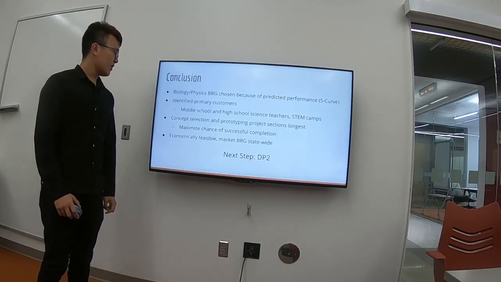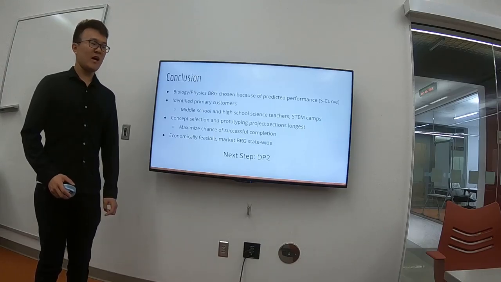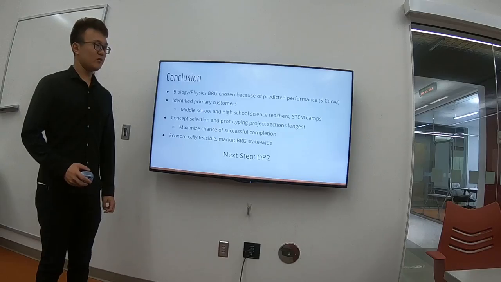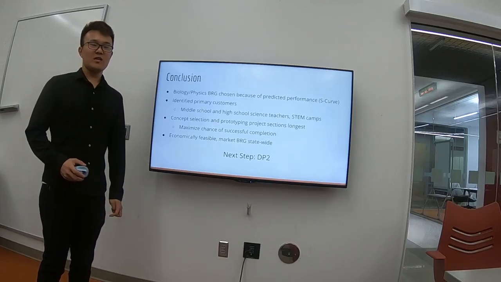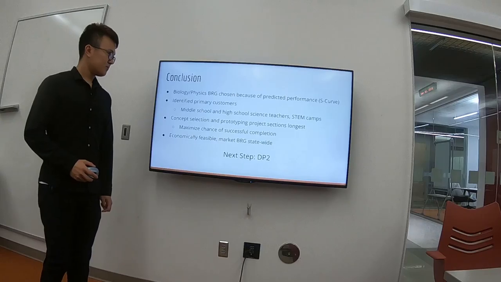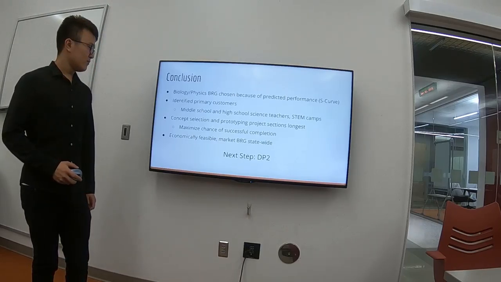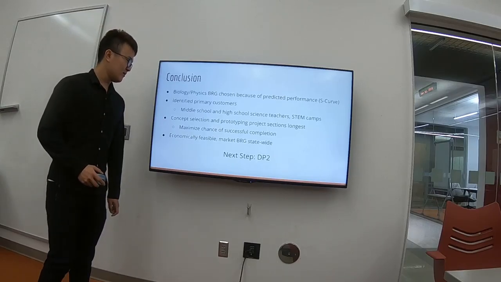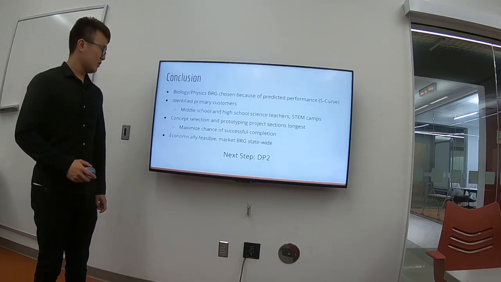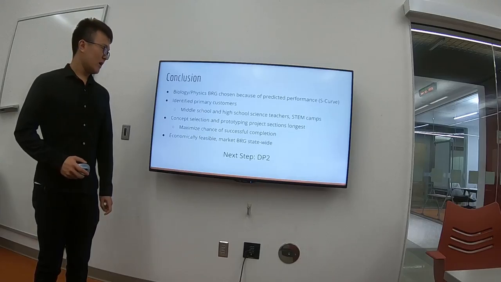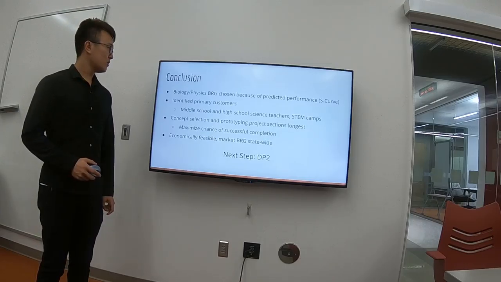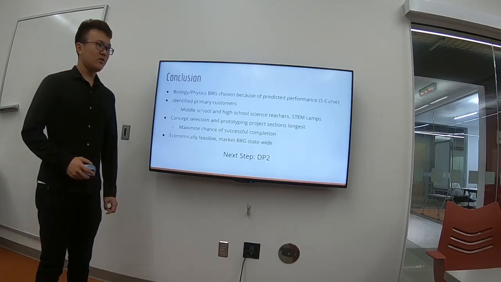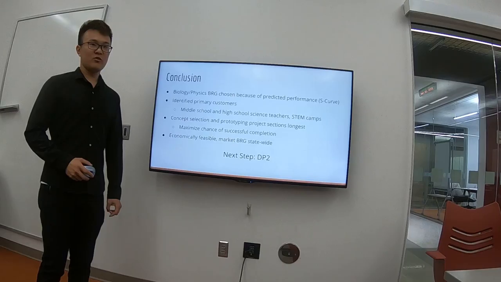And for our Gantt chart, our concept selection and prototyping takes the longest time. We just want to make sure our product is feasible to fabricate, so that we can maximize the chance of successful completion. And last but not least, for the economy, I think our price of the BRG is pretty reasonable and feasible, and we can also earn more than $30,000 in a year.